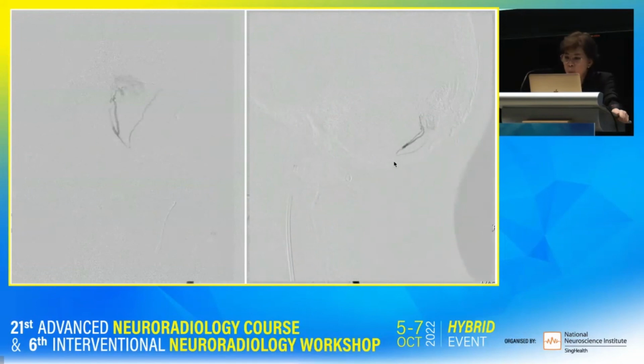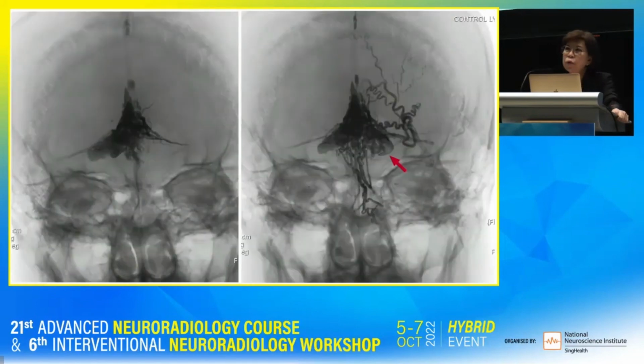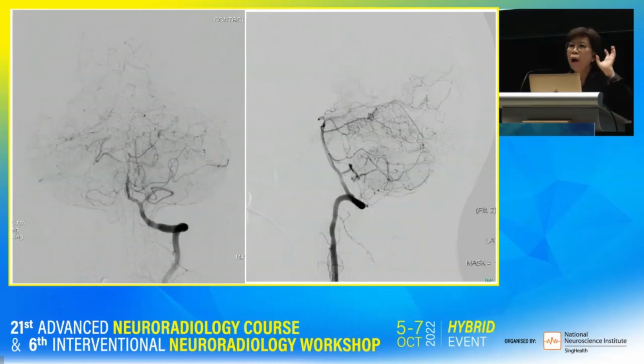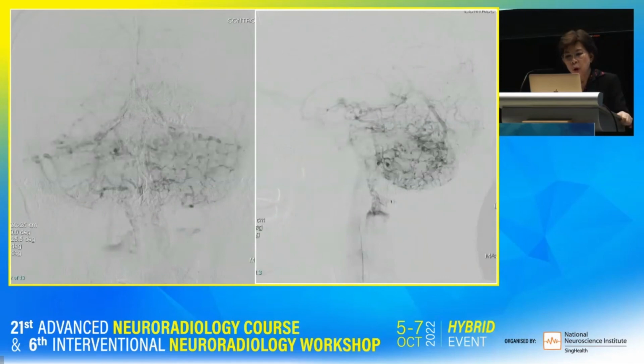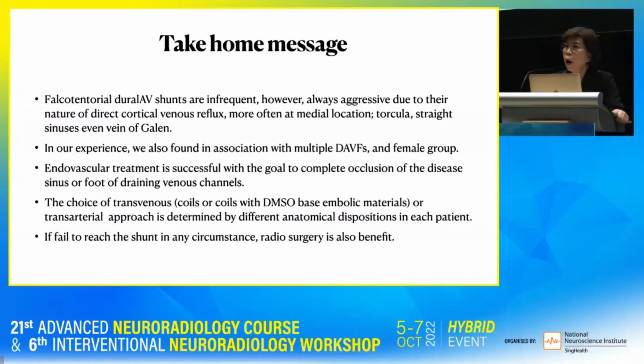When we reached this point, it was not difficult to slowly inject Onyx, and compared to the Onyx cast before, you get the new Onyx cast here. So it means that it all occupies the pouch. So we call this successful, and the patient healed.